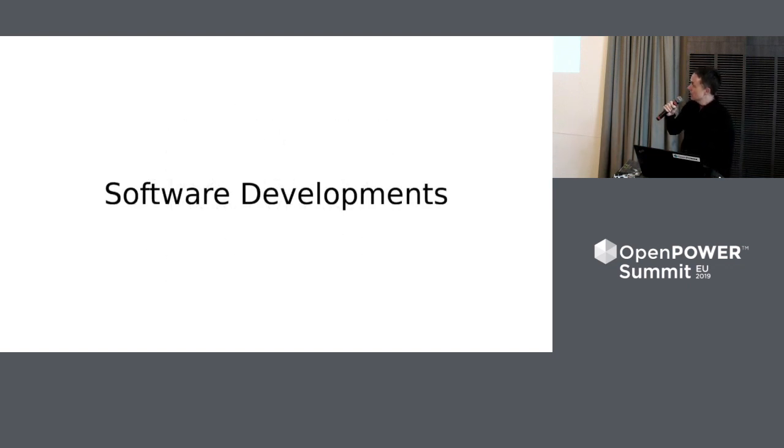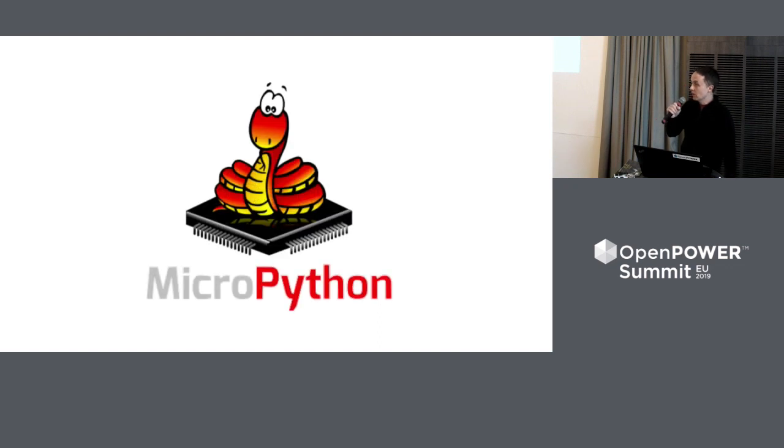On the software side, we had MicroPython at launch, but we've now got MicroPython upstream, so you can download MicroPython from their main repo and run it on Microwatt. So it's all there, ready to go. You don't have to run my copy or Anton's copy or whatever. You just use upstream MicroPython, it's there.